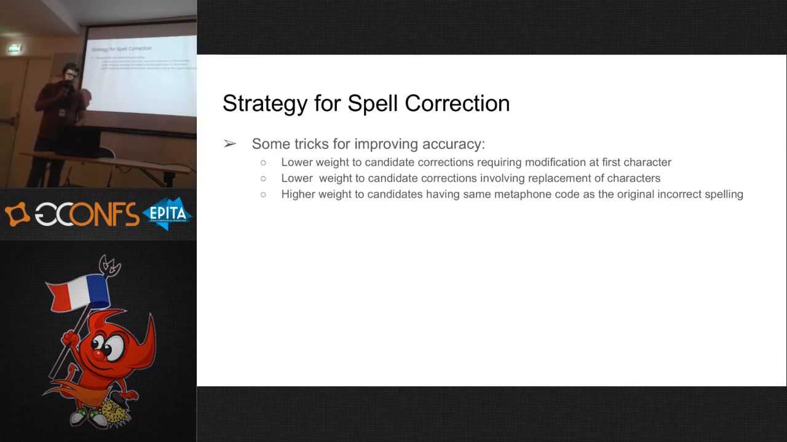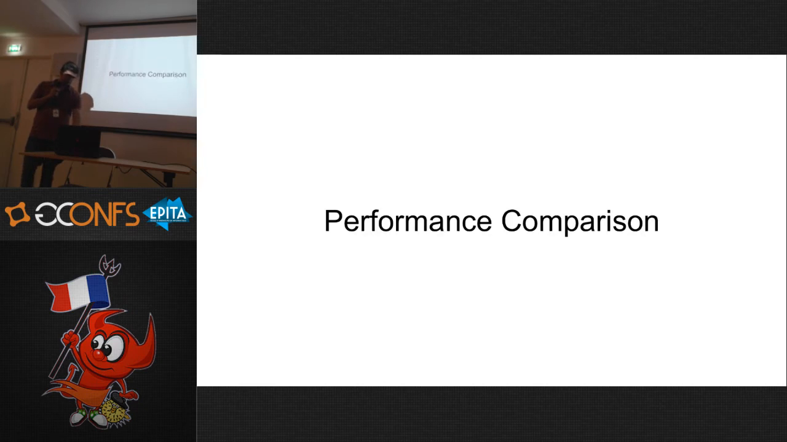And similarly, when we have a set of corrections, and out of those, the words which sound similar, that is, they have a similar metaphone code, we can give those words a higher weight, because they are sounding similar, most probably that could be the correct spelling. So based on these heuristics, I have done some comparison with the other major open source spell implementations.